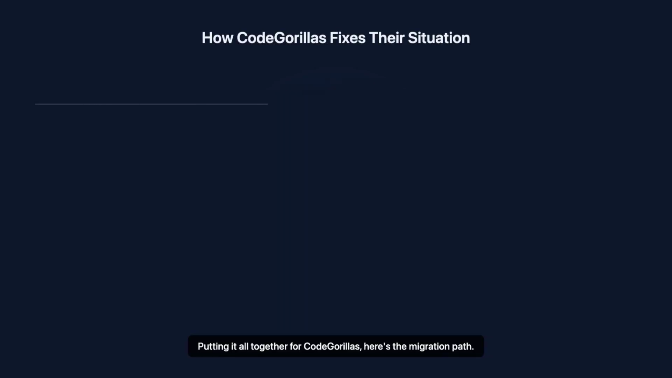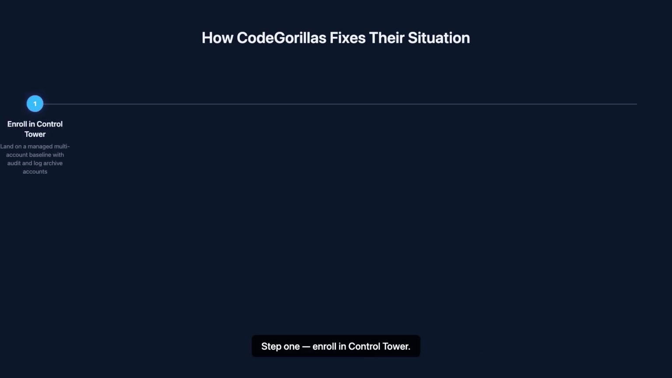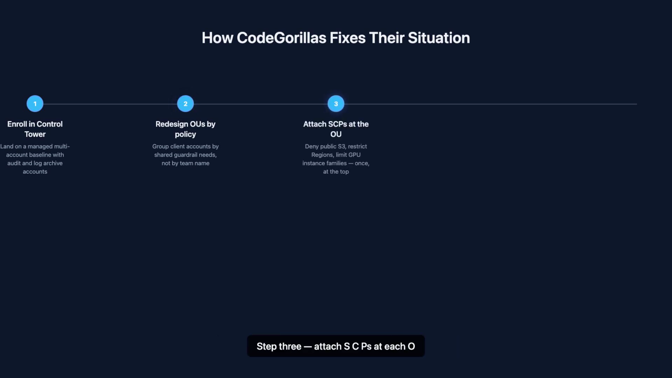Putting it all together for CodeGorillas, here's the migration path. Step 1. Enroll in Control Tower. That alone gives them a managed baseline with audit and log archive accounts they don't have today. Step 2. Redesign the OU around policy needs, not client team names. Step 3. Attach SCPs at each OU: deny public S3, restrict to approved regions, limit GPU instance families.